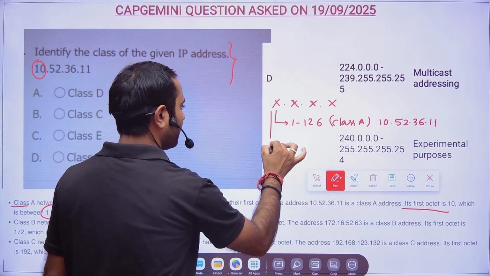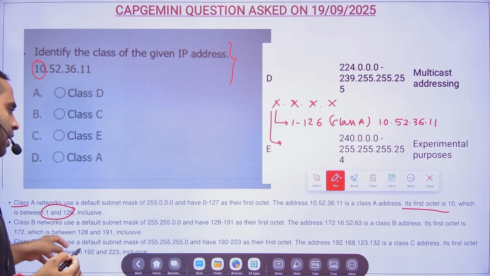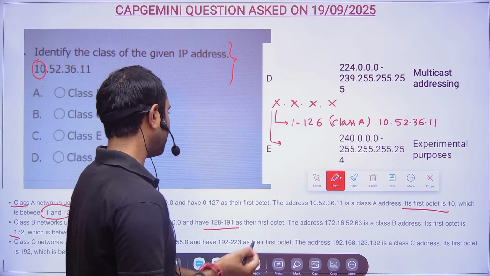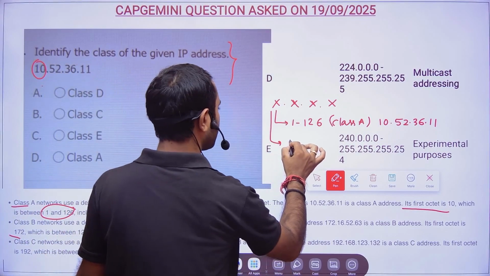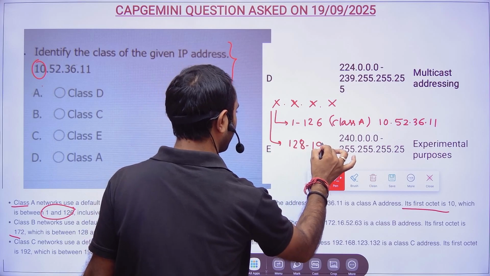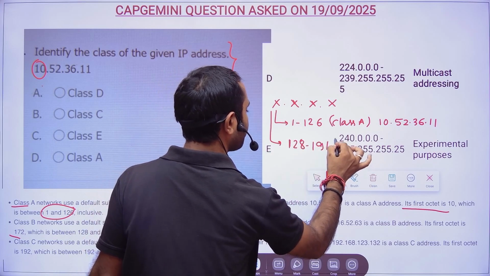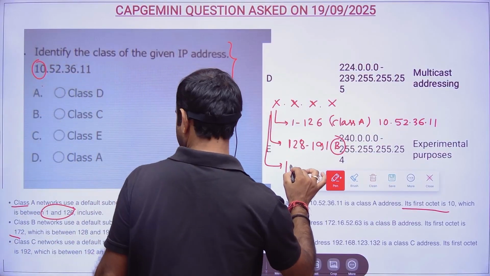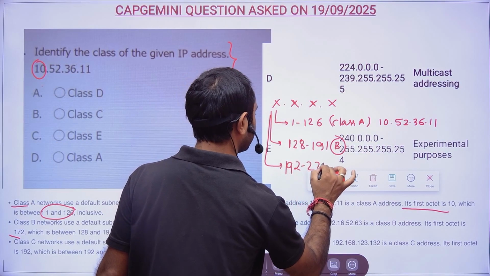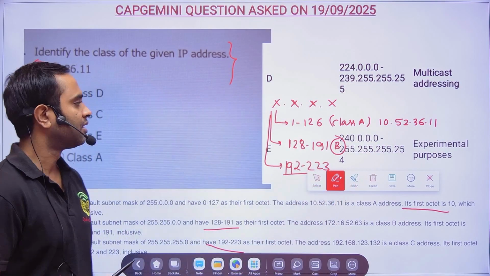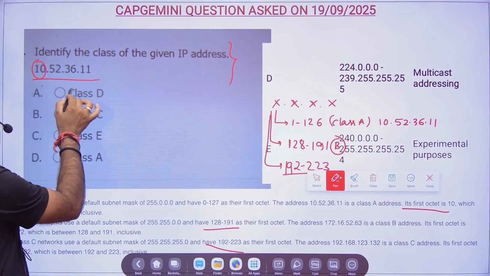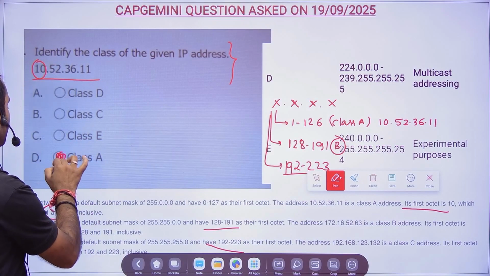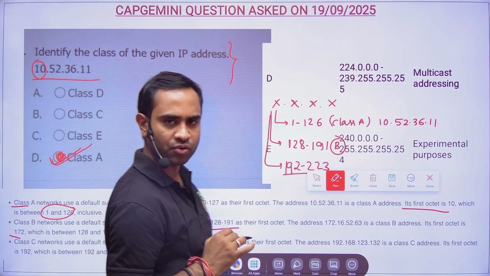Now if the first octet is between 128 to 191, this will be your class B address. And what about class C? Class C will be 192 to 223. So 10.52.36.11 is nothing but class A. So option D, class A, this belongs to class A. It should be very, very clear.